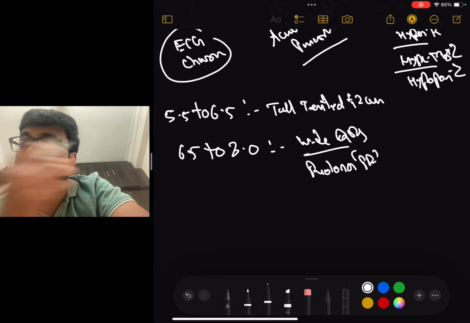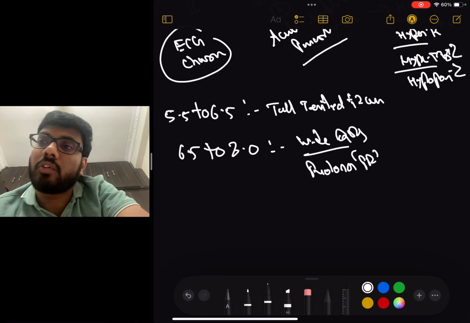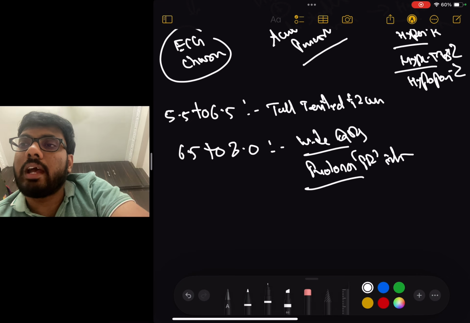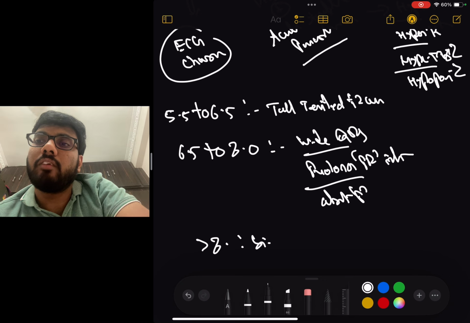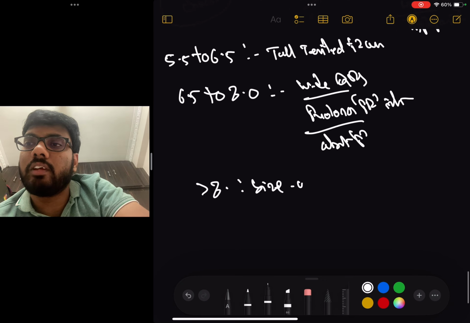That's why any patient having a prolonged PR interval, definitely think of hyperkalemia as well. Prolonged PR interval, absent P wave. If it is greater than 8, the patient will have a sine wave pattern, that is impending diastolic arrest.